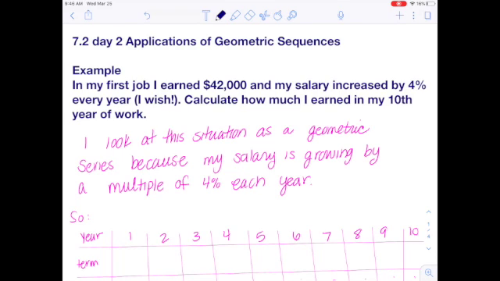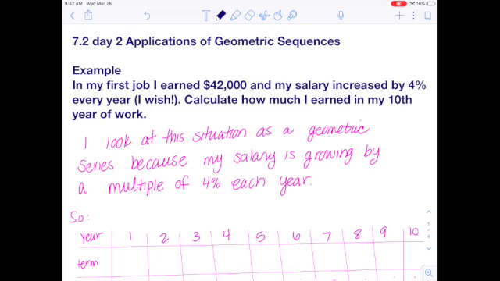Hi everyone, today we're talking about applications of geometric sequences. Pretty much taking our geometric sequences from the equation and putting them in context, into maybe real life situations that you might run into.